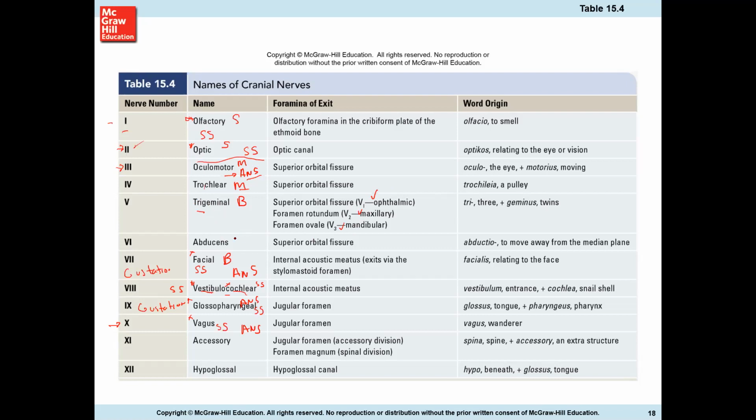Abducens is very boring, just motor, right, for a lateral rectus muscle, or one of the rectus muscles of your eye movement. So it's just motor. Facial is crazy. It's both motor sensory, autonomic, and special sensory. So your muscles of facial expression are controlled by your facial nerve, and that's cranial nerve 7.